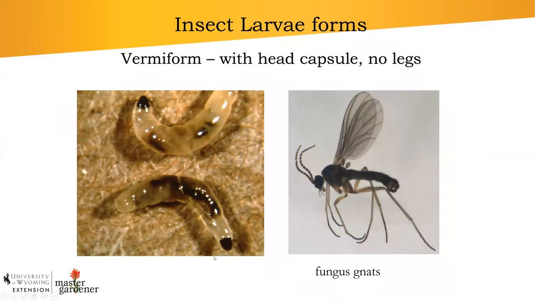Vermiform with a head capsule, no legs. I think everybody who's ever grown a house plant has probably seen the fungus gnats, at least the adult form. The larva form, they live, of course, in the soil. A lot of times if it's a little too heavily watered or has a little too much organic matter, you can start to get fungal hyphae, and that's what they like to live on. And then this is the adult form that you'll see often flitting around the windows around your houseplants.